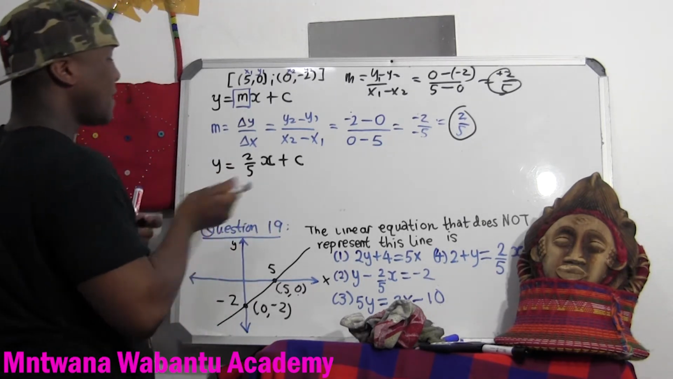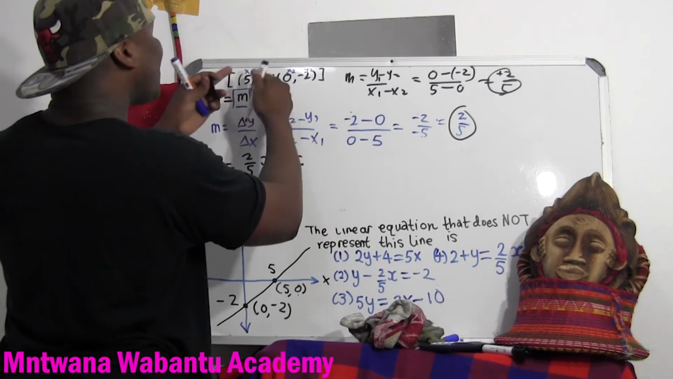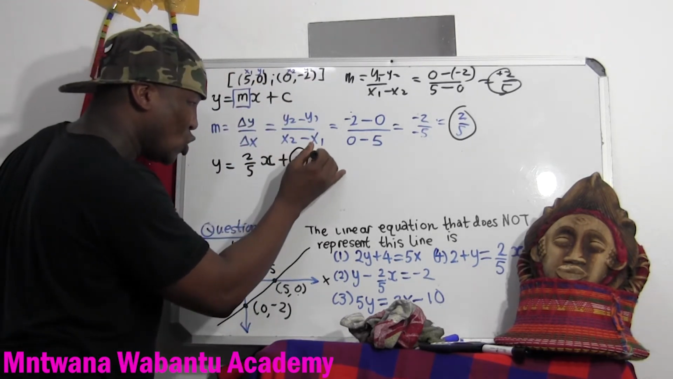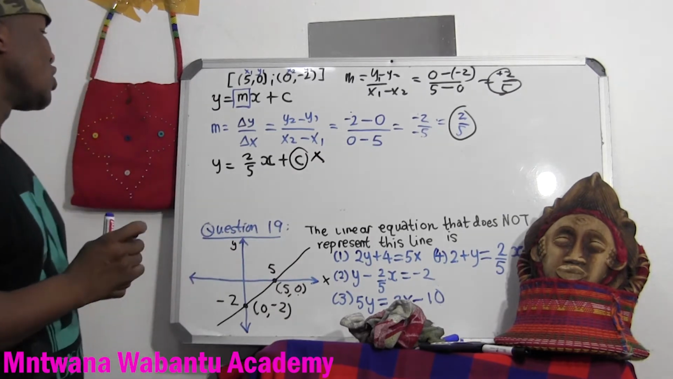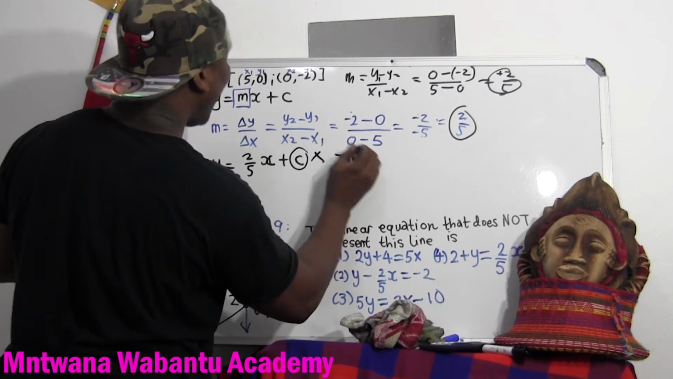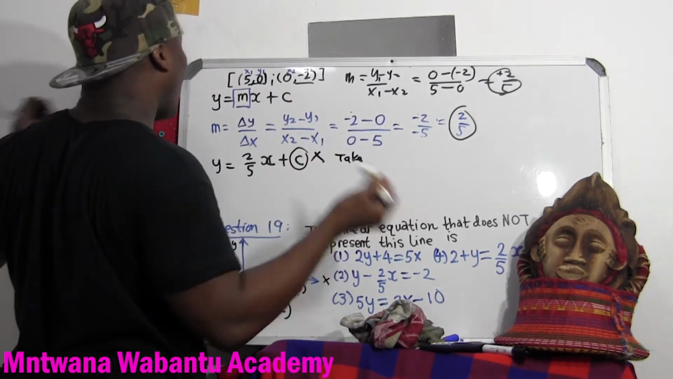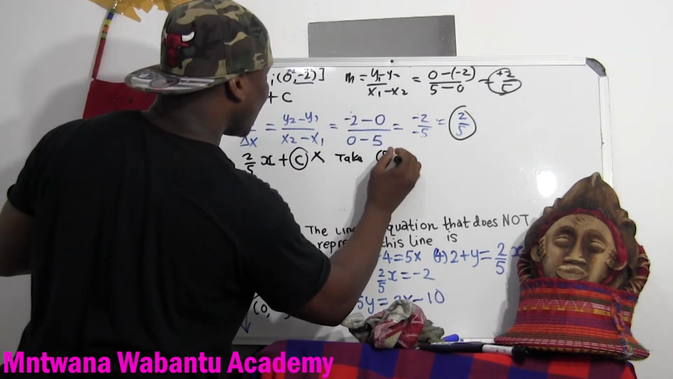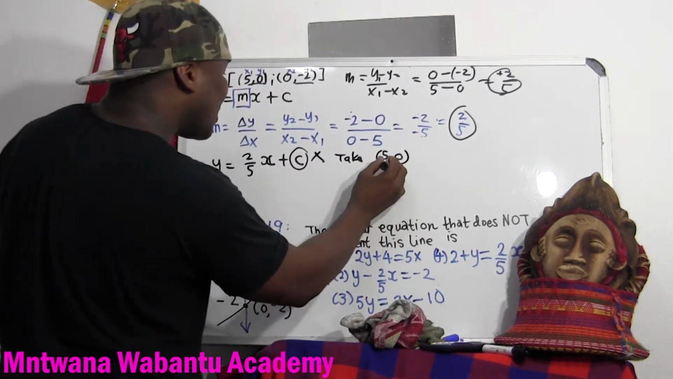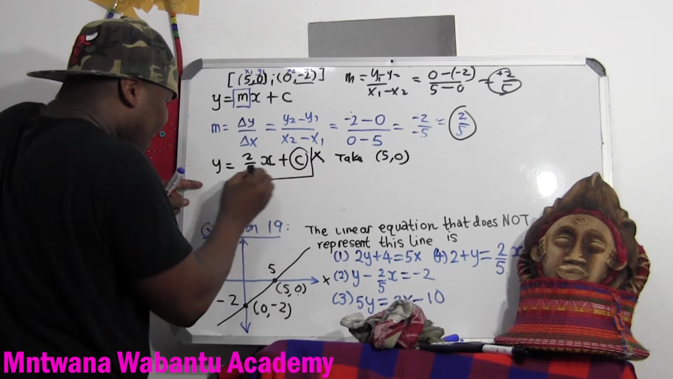So now we're going to say, for you to get C, you can take any of these two coordinates and finish up your question. Because the problem now, you don't have a C. You're looking for C so you can get your question. So now what you do, you can take any of the two, either this or this, whichever you want. Okay, let me start with it. Let me take that one, 5 and 0. So you take any of the two, and then substitute in this equation that you don't have a C.